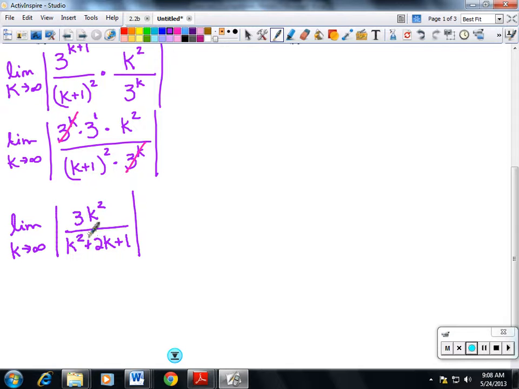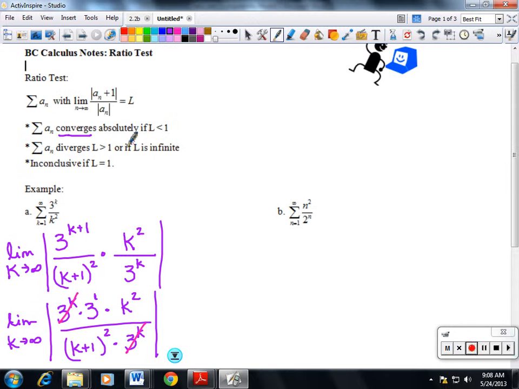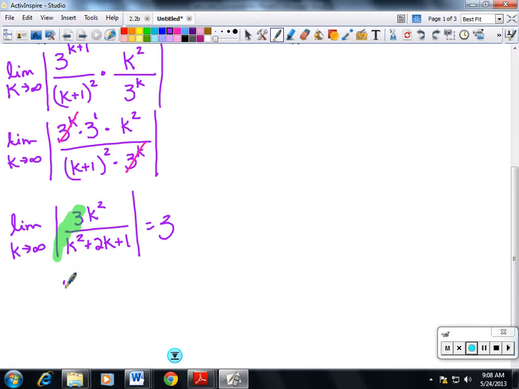The limit of that, as k goes to infinity, the degrees are the same, so it's the coefficients. So it's just 3. Now, if you look at your rules, 3 is greater than 1, so it's going to diverge.